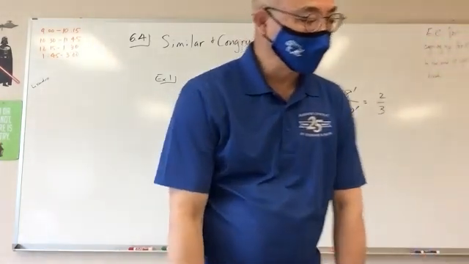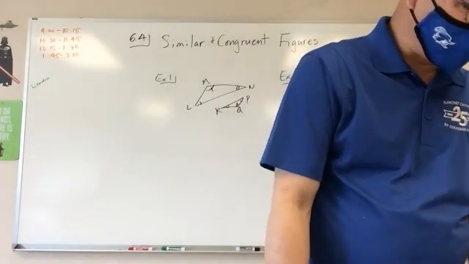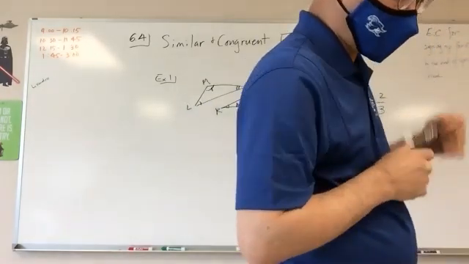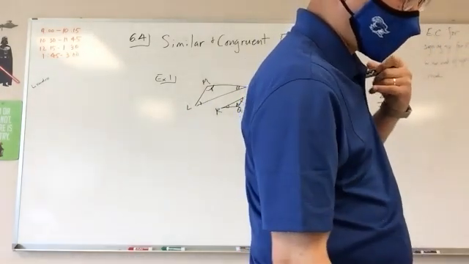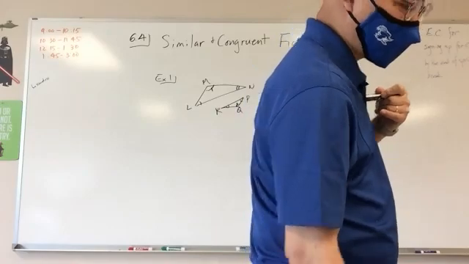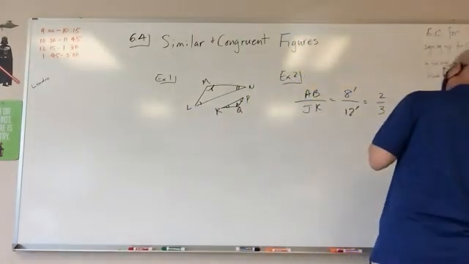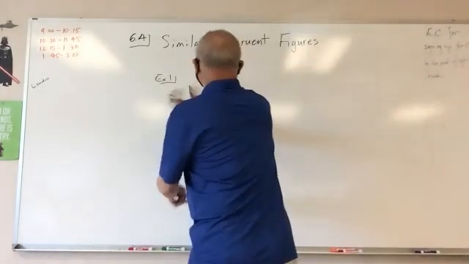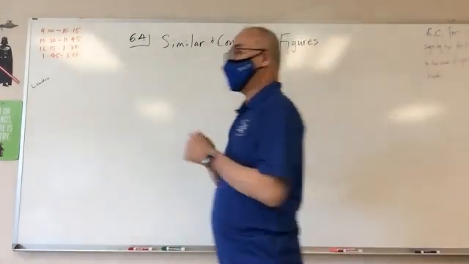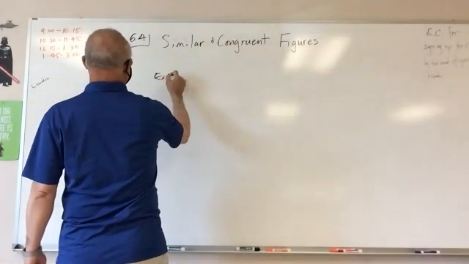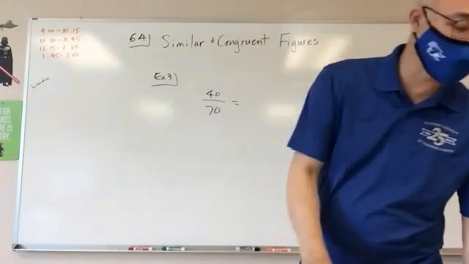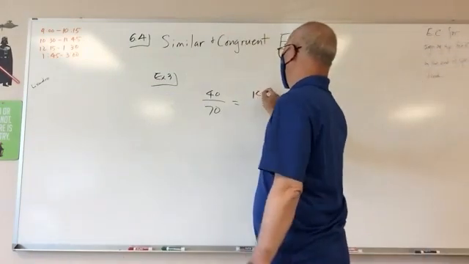Okay. Example number 3, a soccer field is a rectangle that is 70 yards long and 45 wide. The penalty area is a rectangle that is 35 yards long, 14 yards wide. Is the penalty area similar to the field? If they were similar, they would have to have what? The same ratio, right?